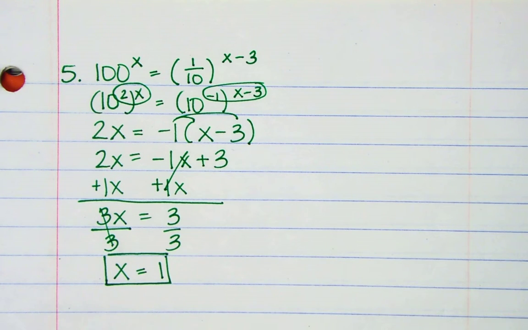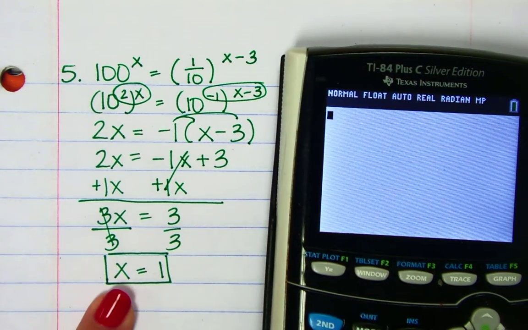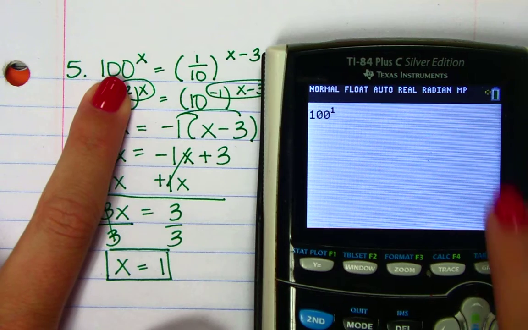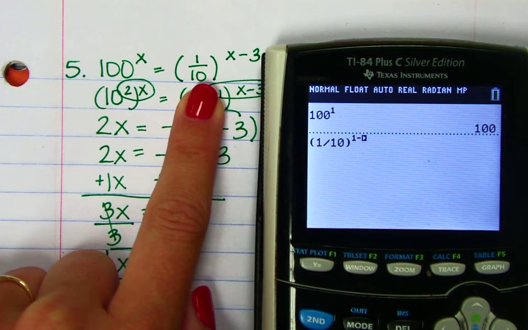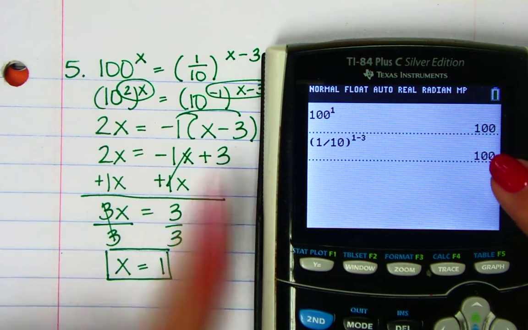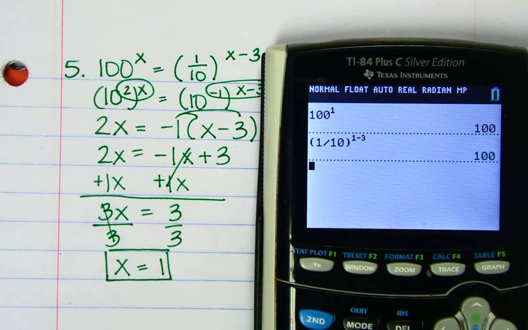Also, remember, I haven't shown y'all this on every other one, but we can always check our answer. If I get x equals 1, then I can try it. 100 to the 1 power is 100. And then 1/10 to the 1 minus 3 also should give me 100. If I get the right answer, both sides will be the same. They'll be equal to the same thing. So that's how you know you've done it correctly.